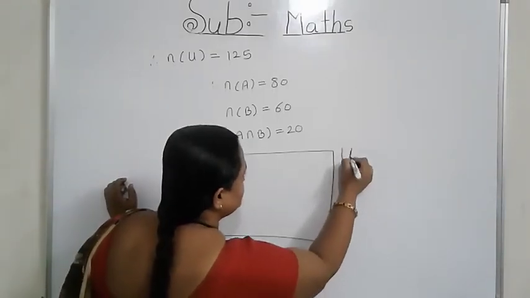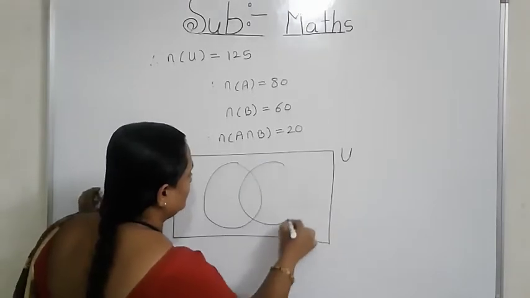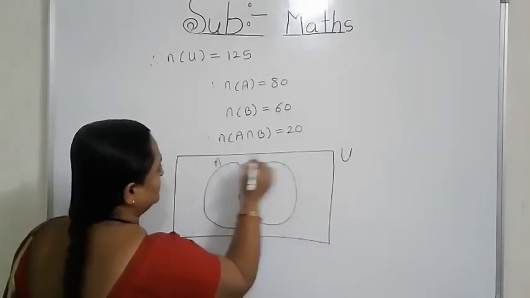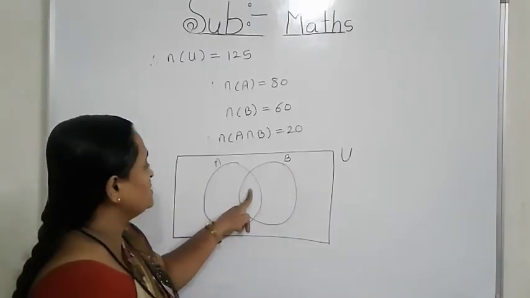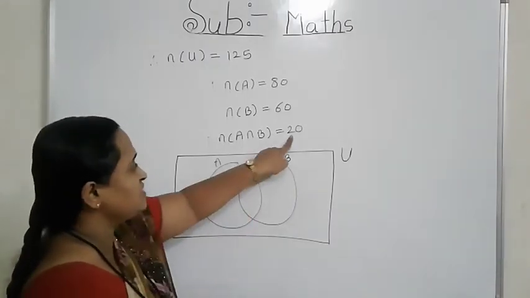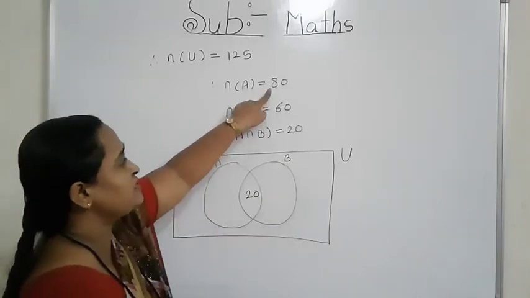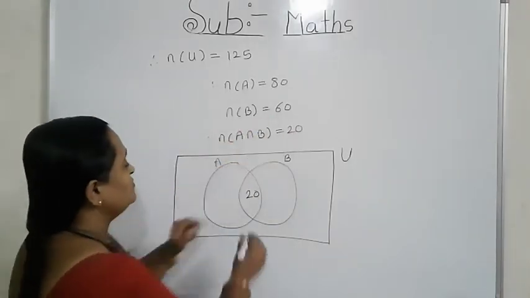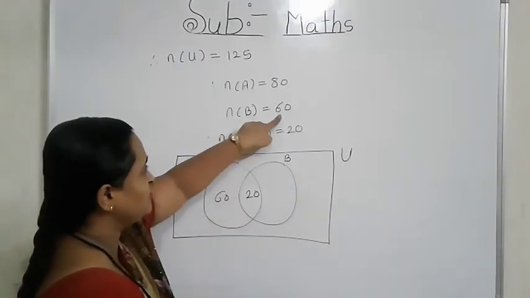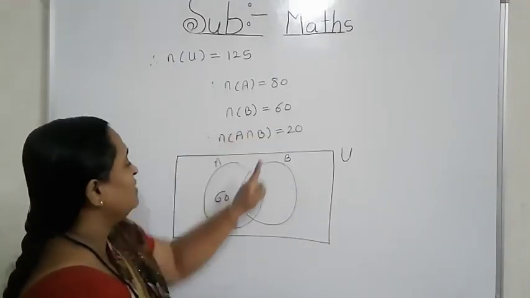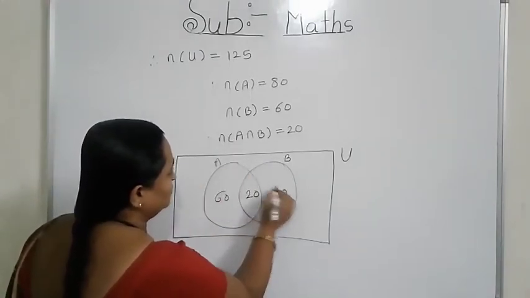Now this is the universal set. Set A, set B. Now this is the intersection, meaning common elements we have to write, and this is 20, so 20 we will write. Now see, n of A is 80, but 20 are common, so we have to write 60 here. Now in set B there are 60 elements, meaning 60 students. Now 20 students are common, therefore here you will write 40.